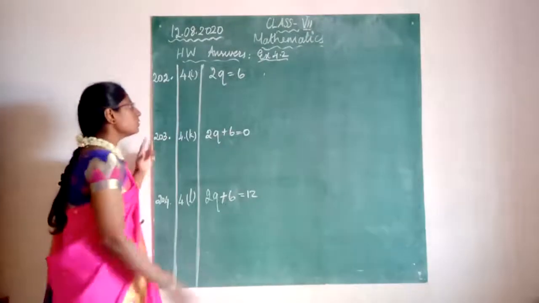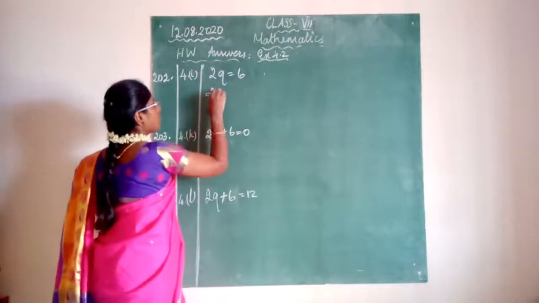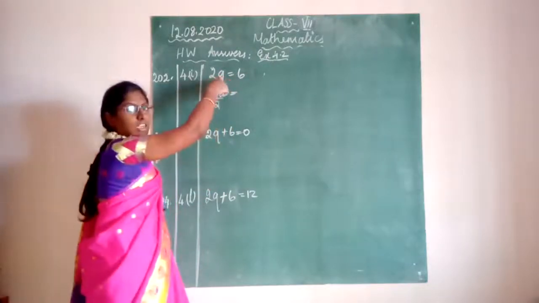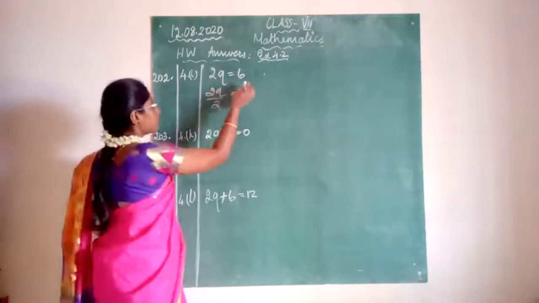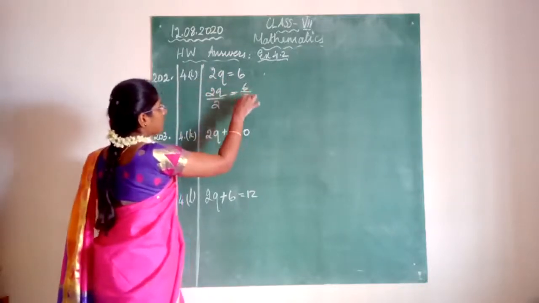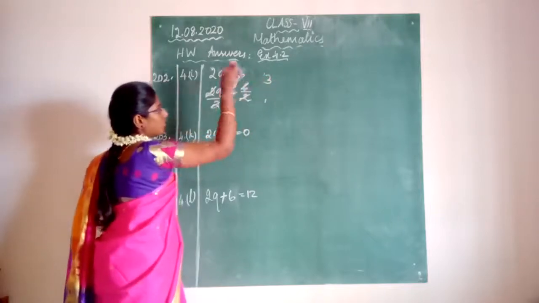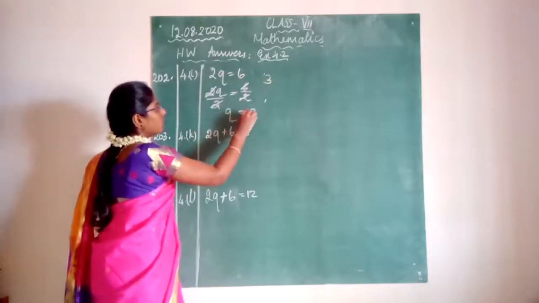2q is equal to 6. So here what will you do? You will divide by 2, right? Because it is multiplied with 2. Q is multiplied with 2. So we will be dividing it by 2 in order to cancel it. Okay. In order to cancel it, we are dividing like this. So 2 1s are 2 and 2 3s are 6. So q is equal to 3.